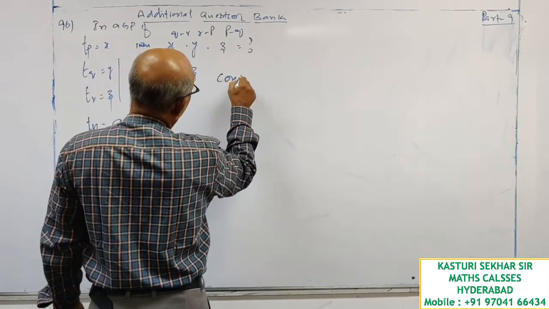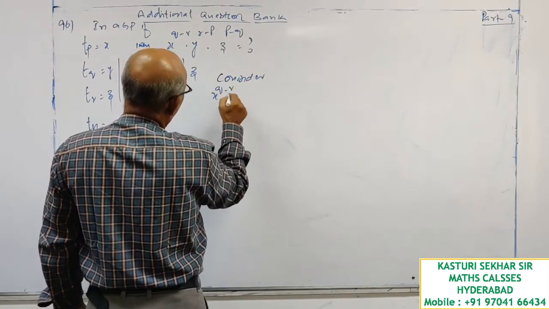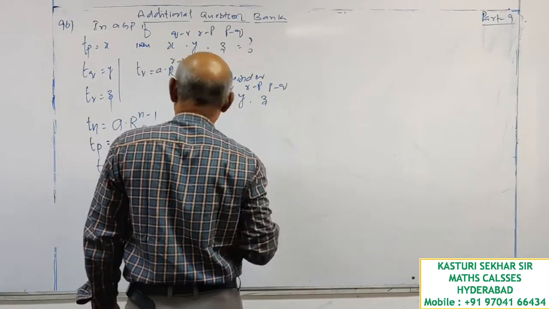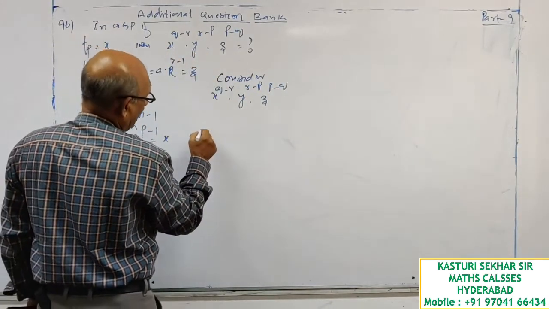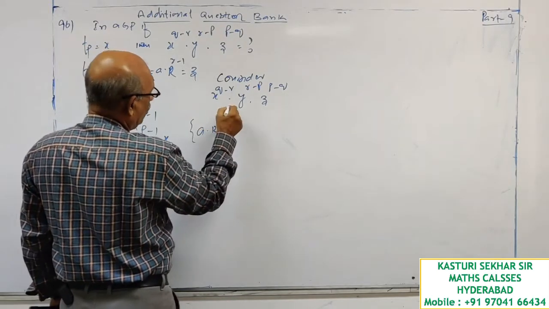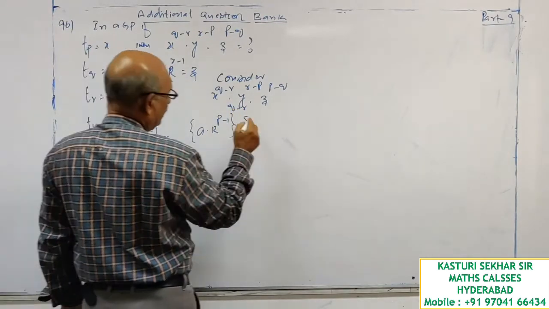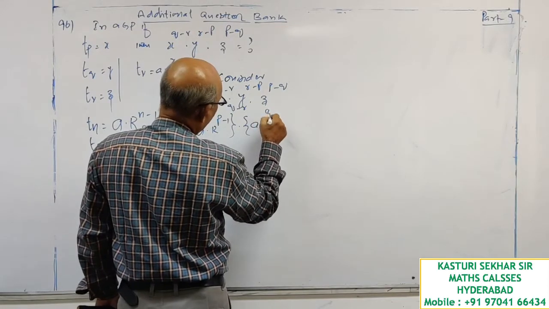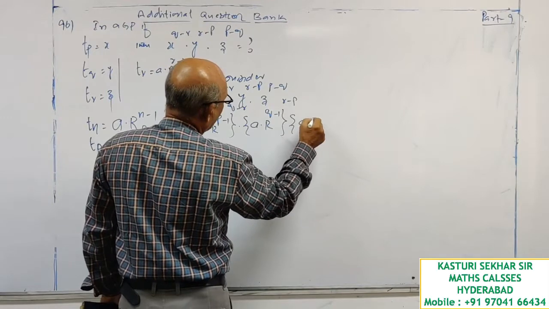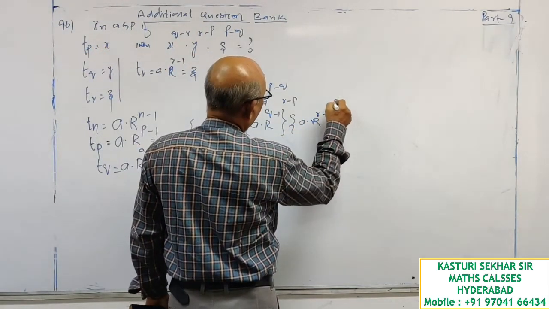Now look at this. Consider x to the power q minus r, y to the power r minus p, z to the power p minus q. x can be replaced with a into r to the power p minus 1 whole to the power q minus r. y can be replaced with a into r to the power q minus 1 whole to the power r minus p. z is a into r to the power r minus 1 whole to the power p minus q.